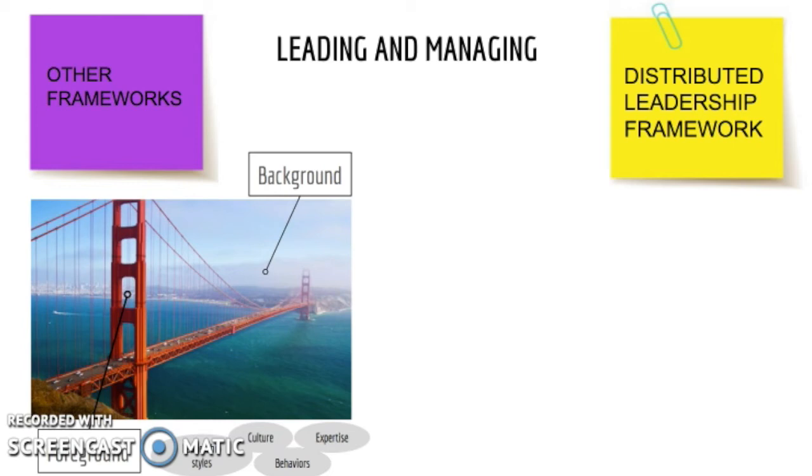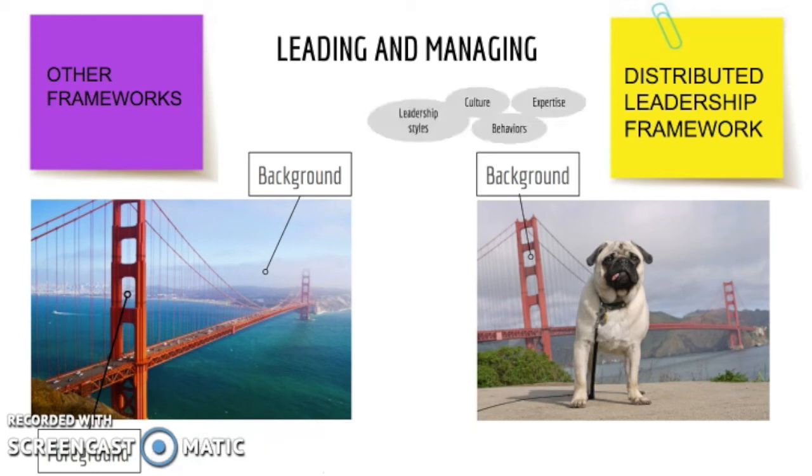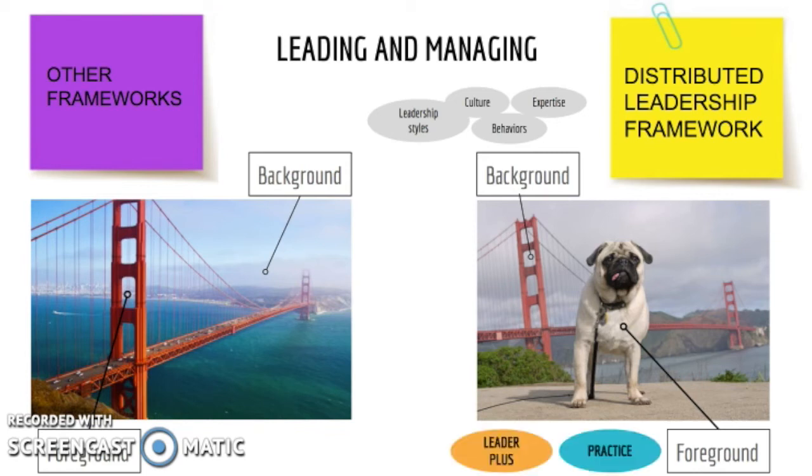So instead, it puts a new focus in the foreground. In this situation, it is a pug dog. But those elements from before are then put in the background: leadership style, culture, behaviors. And then instead, in the foreground, there's two key elements. One is the leader plus, and the other is practice. And the focus for this framework are those two things, and then the other aspects are in the background. They're still important, but just not the focus.